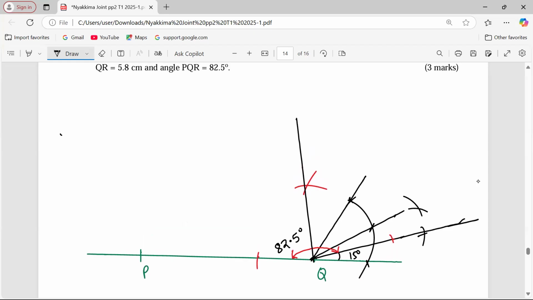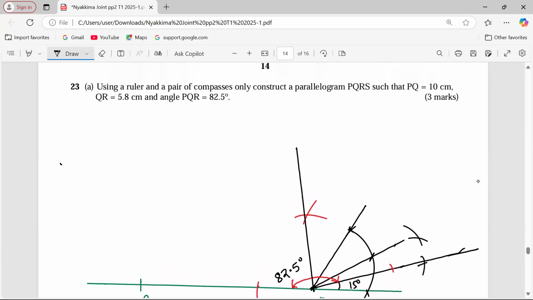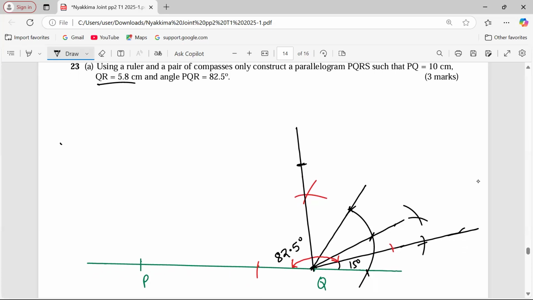You must use your brain in this particular case. All right. Once that is done, now we are supposed to measure along this line. We measure a length of, because we want QR now, 5.8. So 5.8 shall be at this point, that way. This becomes R. Now, after that, 3 points have already been identified in this parallelogram.